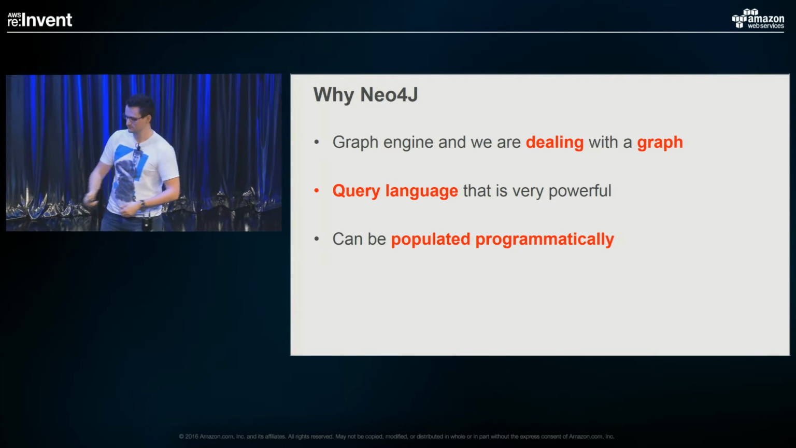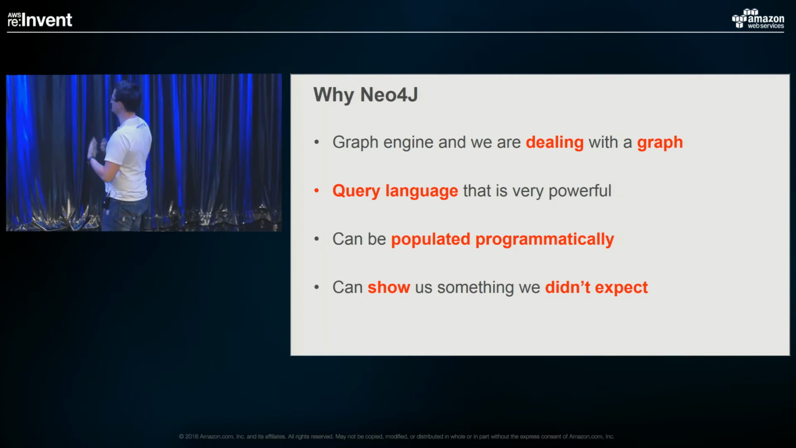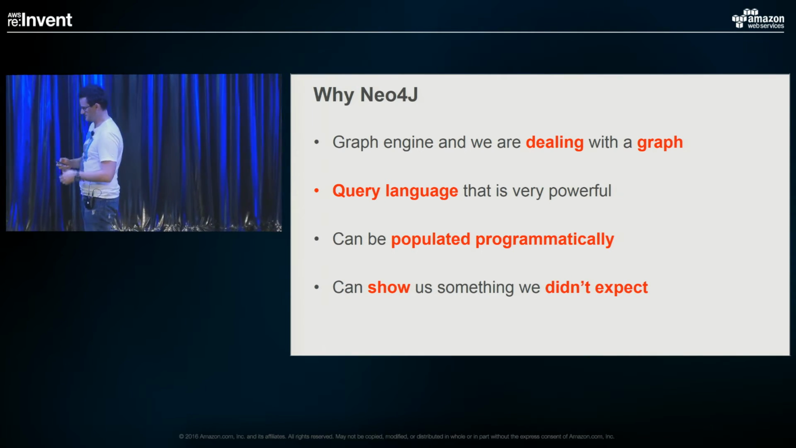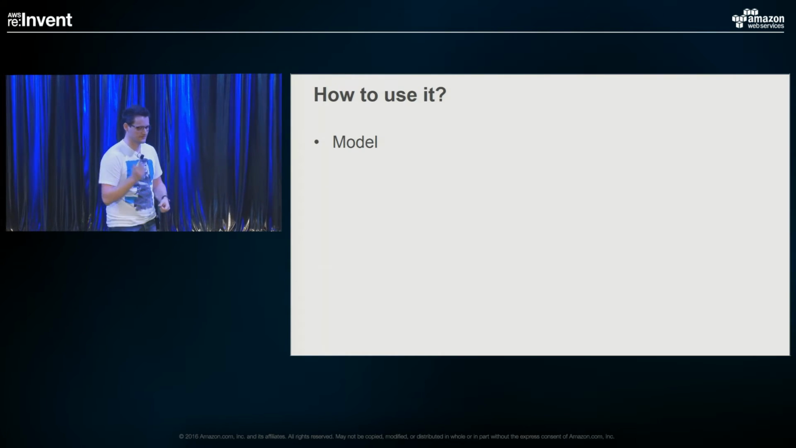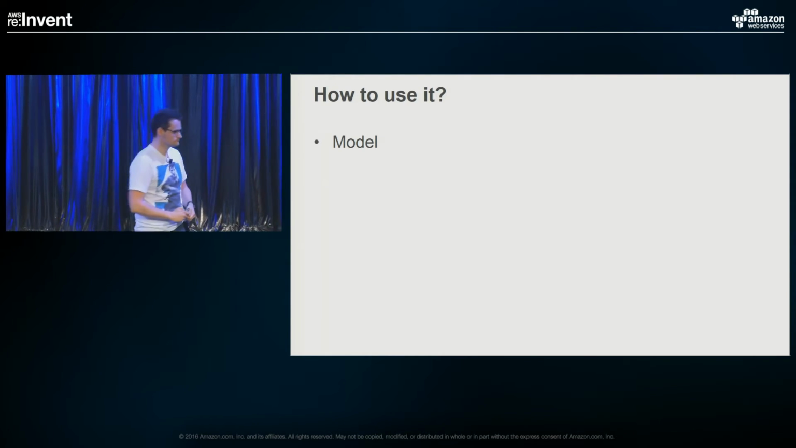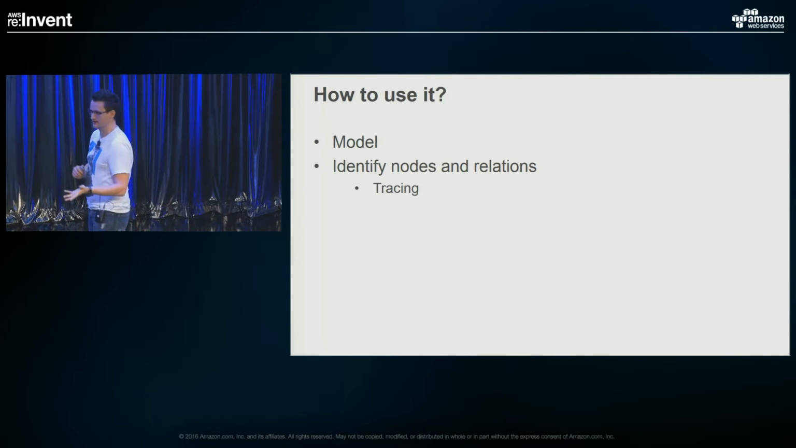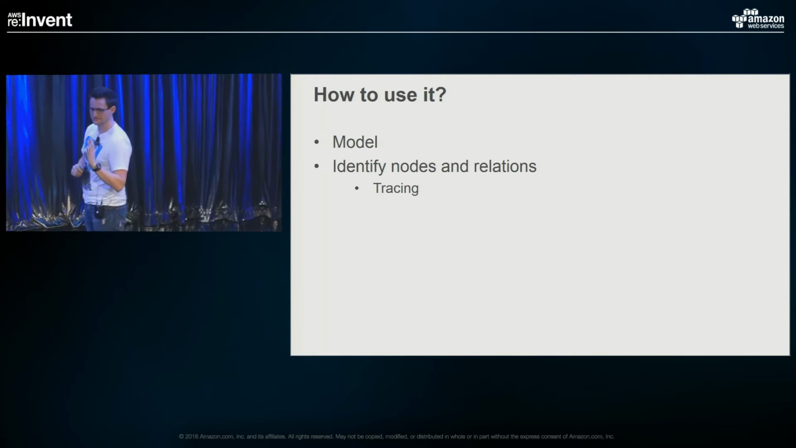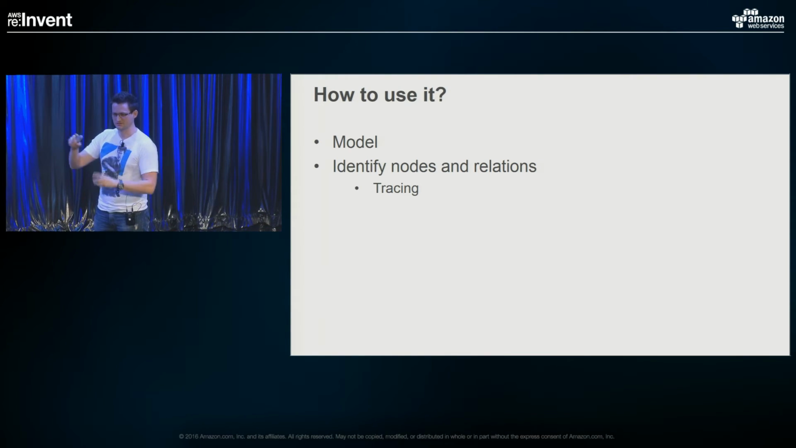And also, it can show us something we don't expect. It actually helped us. How can we use it? Well, very simple, right? We need to come up with a model, identify nodes and relations. In this example, nodes are our microservices and pieces of technology.